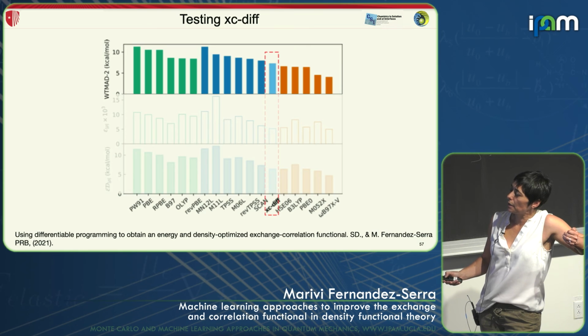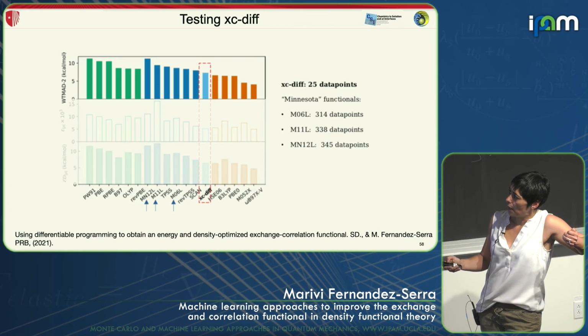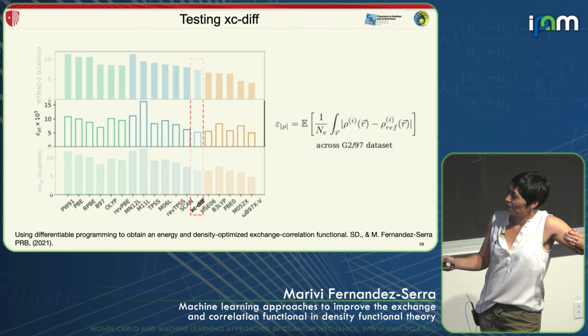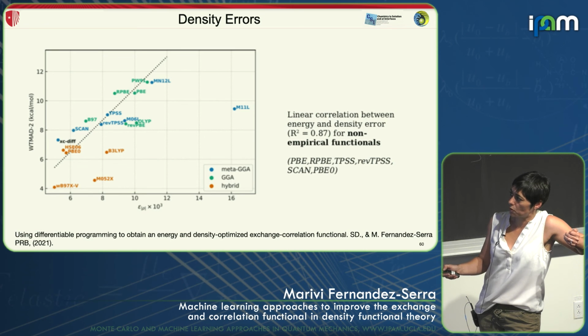We are slightly better than SCAN. SCAN is a highly constrained functional. If you look at the densities, they are again very much improved. And it's nice to see this plot. Here I'm plotting the errors in the energy versus the errors in the density, and this is where all the functionals fall. This is where you want to be, small errors in both.